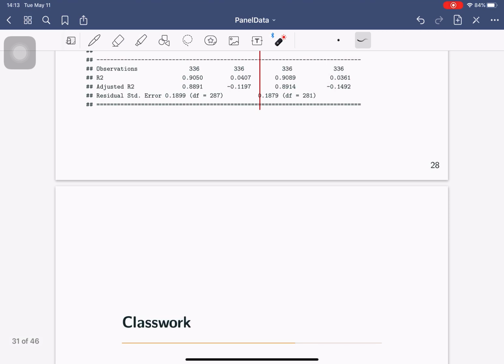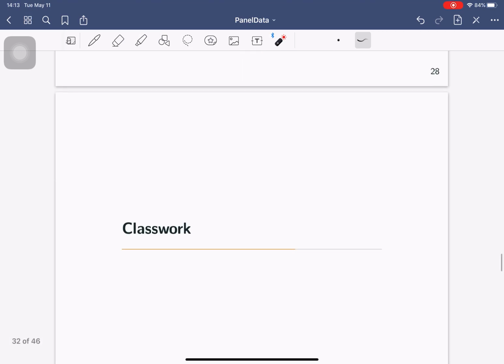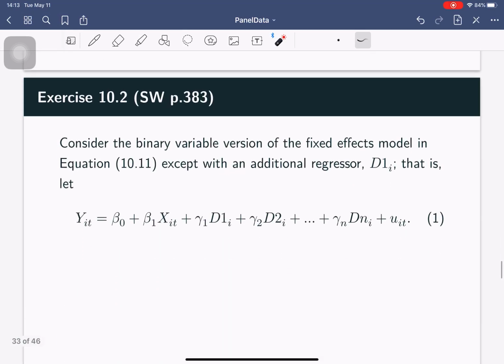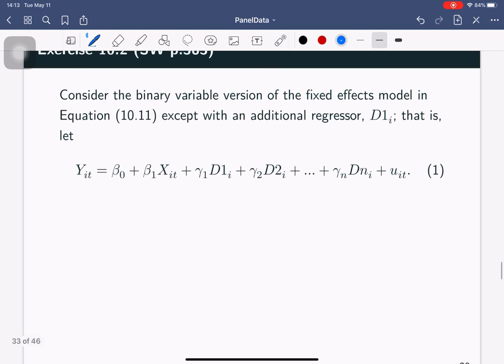Okay, so now I discuss the classwork from last week. At first, it's about exercise 10.2. This question is about, okay, consider the binary variable fixed effects model. In this model, you can see here, you use all states from state 1 to state n. You cannot use all states in the model if you use the intercept.